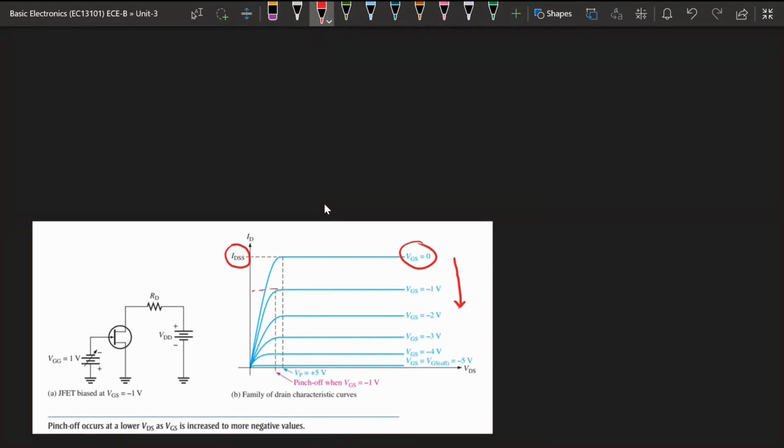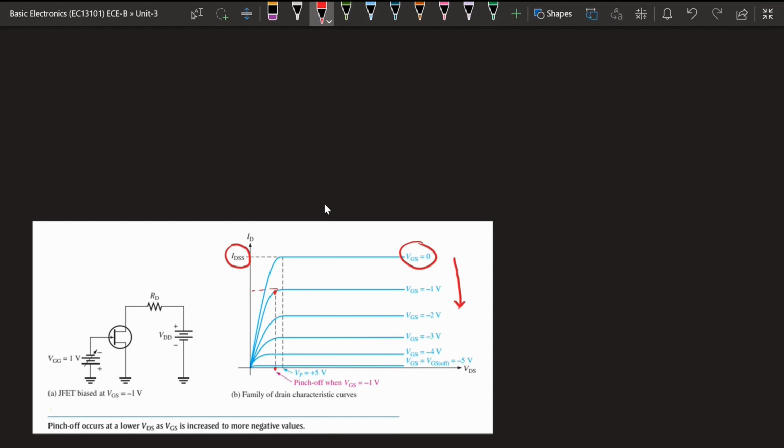In the previous concept we have seen, as we increase the reverse bias voltage, the channel width reduces and the depletion region increases. So as the channel width reduces, the current reduces. A similar graph will be there, but this plot has reduced current compared to VGS equals 0. This is the pinch off when VGS equals 0. Similarly, for VGS equals -1, the pinch off has shifted to a lower value. Pinch off will also occur, but at a lower value.